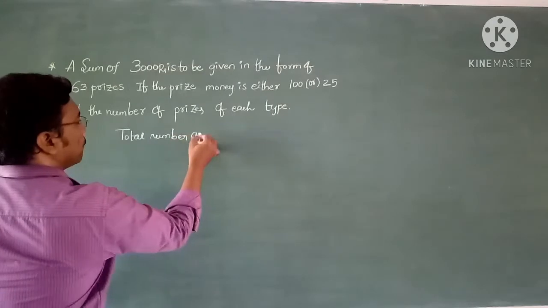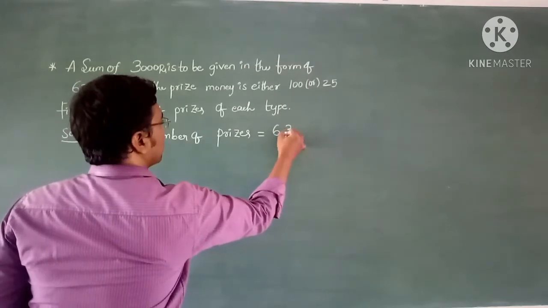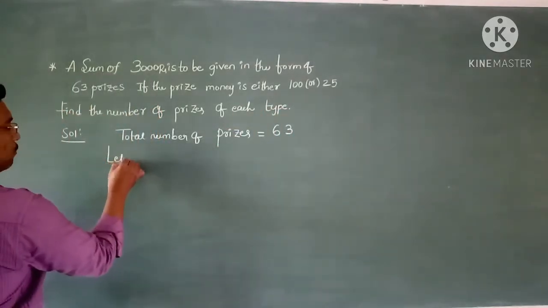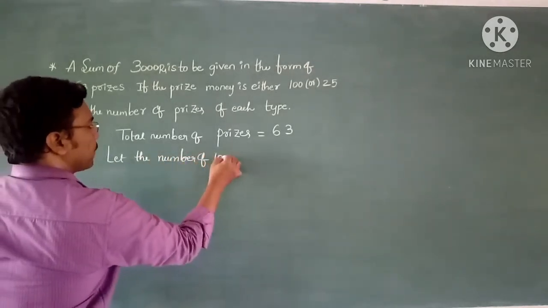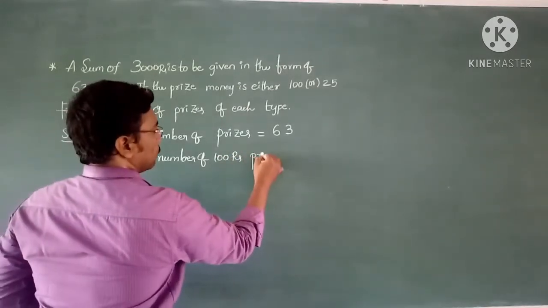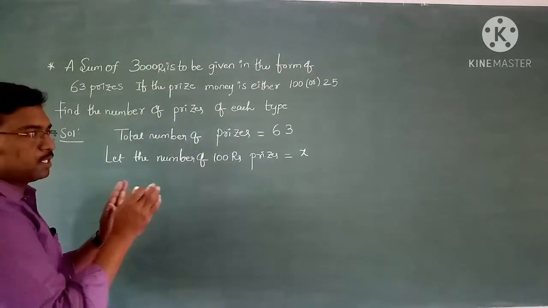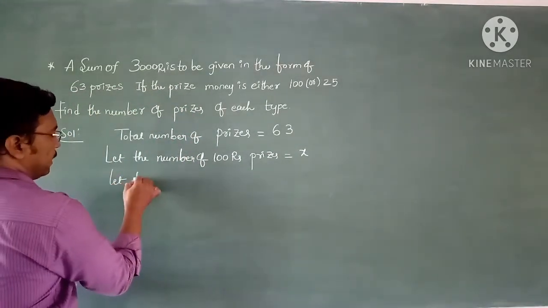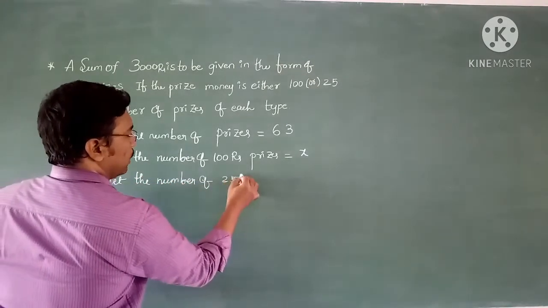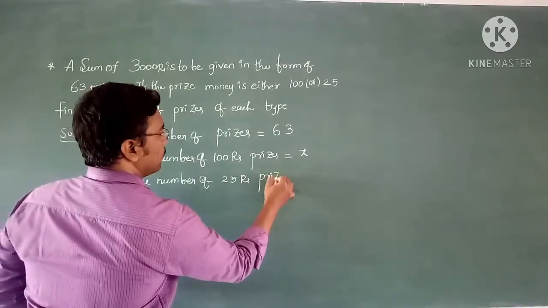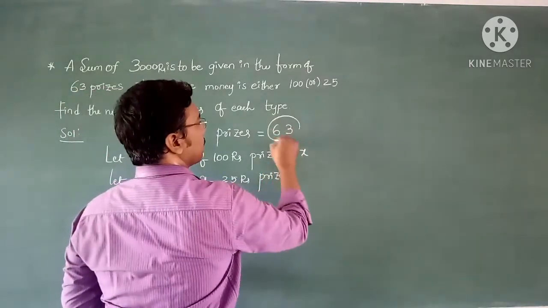Total number of prizes is equal to 63. Let the number of 100 rupees prizes be x. Let the number of 25 rupees prizes be... In total, the 100 rupees and 25 rupees prizes together make 63.